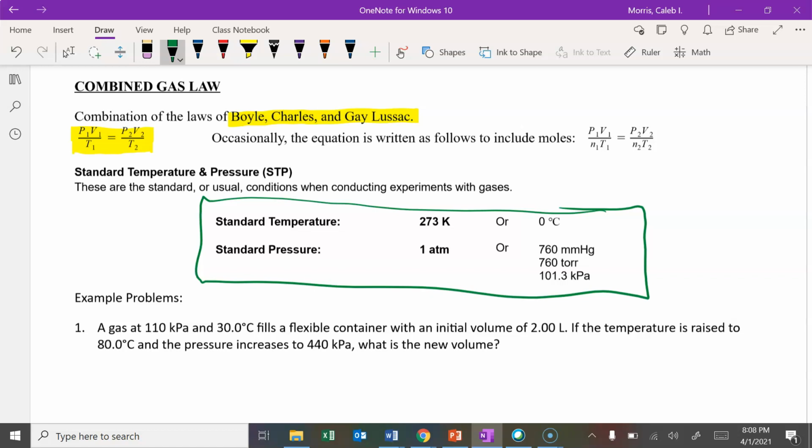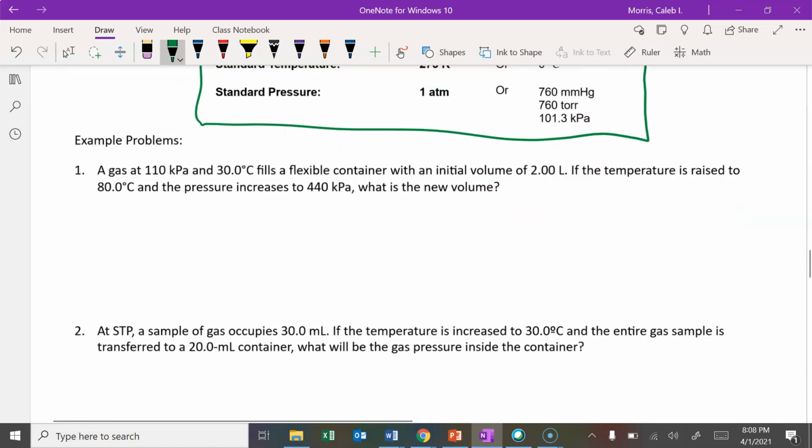Standard pressure is 1 atmosphere. 273 Kelvin can be converted to 0 degrees Celsius. 1 atmosphere can be converted. It's equal to 760 millimeters of mercury or torr, and it's also equal to 101.3 kilopascals.